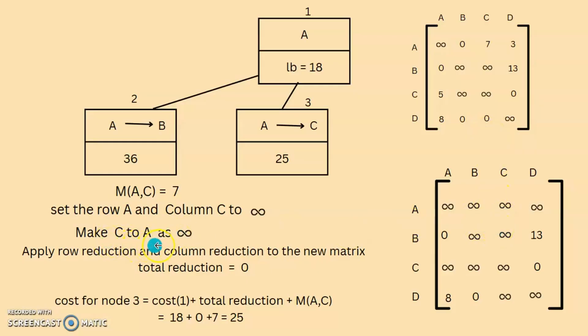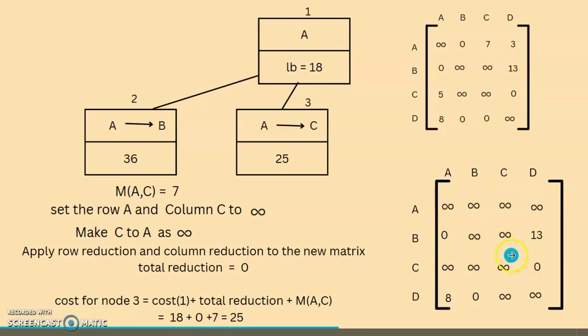And make C2A as infinity. So refer the entry C2A, you are making it as infinity, and other elements you copy it from this matrix. Now we have to apply row reduction and column reduction for this new matrix.